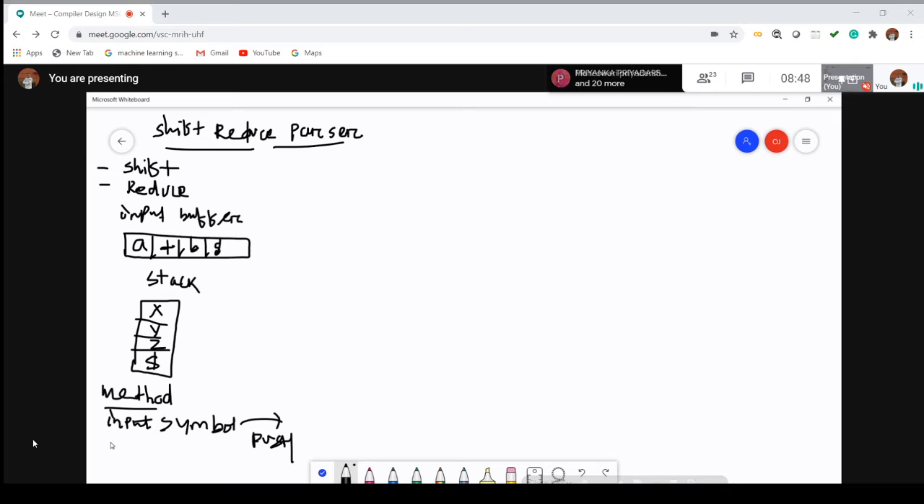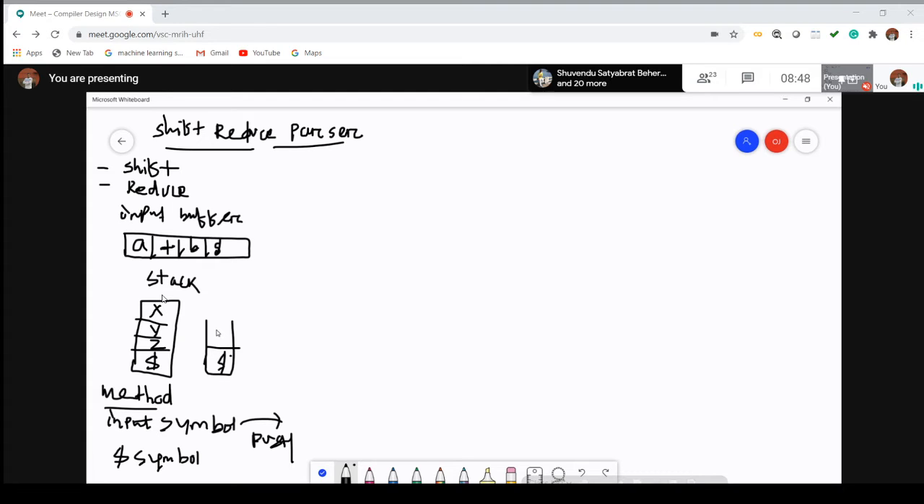Initially the stack will only consist of the dollar symbol. No other symbol is present in the stack. If only dollar is present in the stack, then I can easily say that the top of the stack equals dollar. So what is the structure of the stack initially? Initially it only consists of a dollar. Whatever symbols arise can then be stored accordingly.